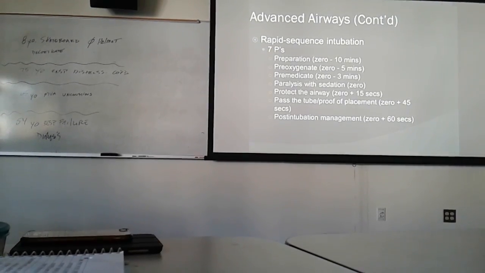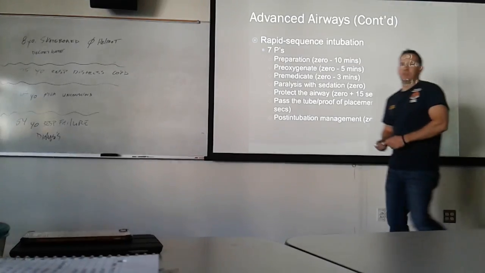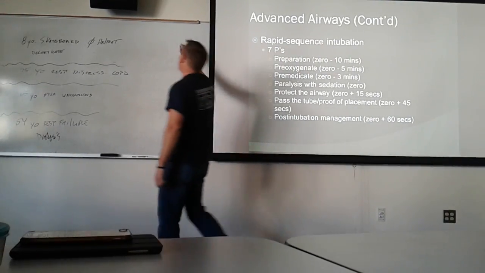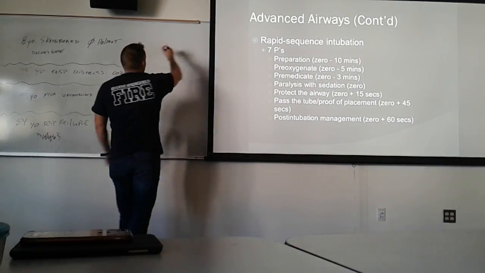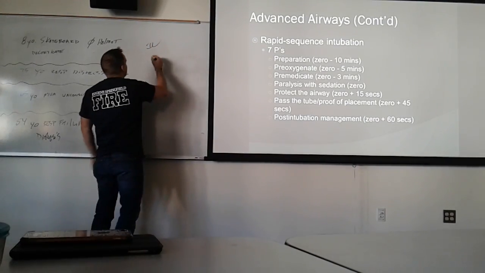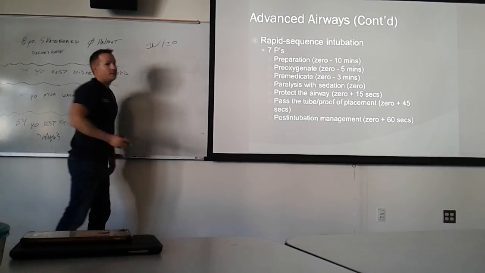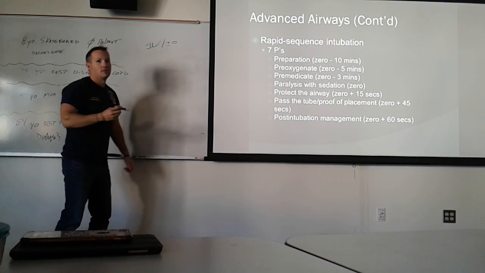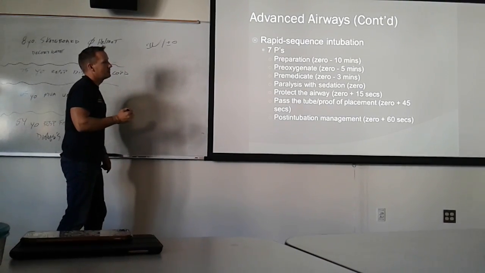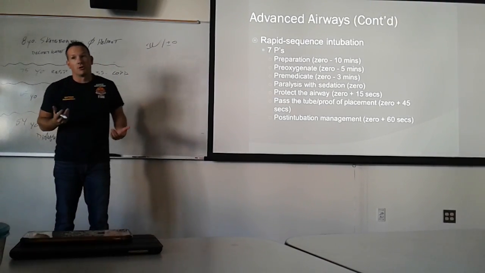Okay. So, back to preparation. So what all do we need to do to RSI somebody? What stuff do we need to get accomplished? What do we need? IV. IV, IO possibly. Okay, just access. Hyperoxygenate, so some kind of airway system. Okay, well, what do you want to do if you're going to RSI somebody?